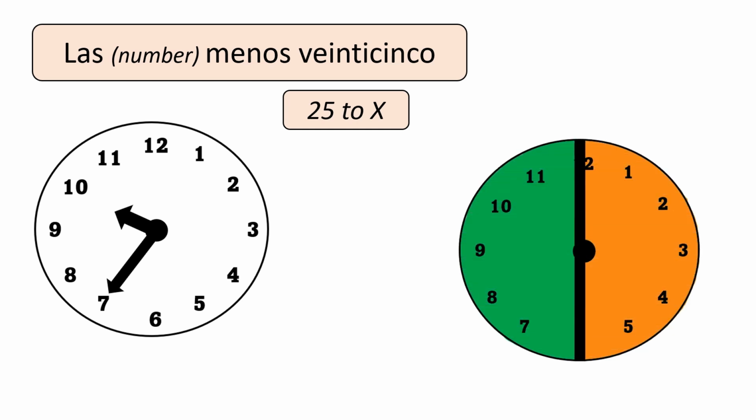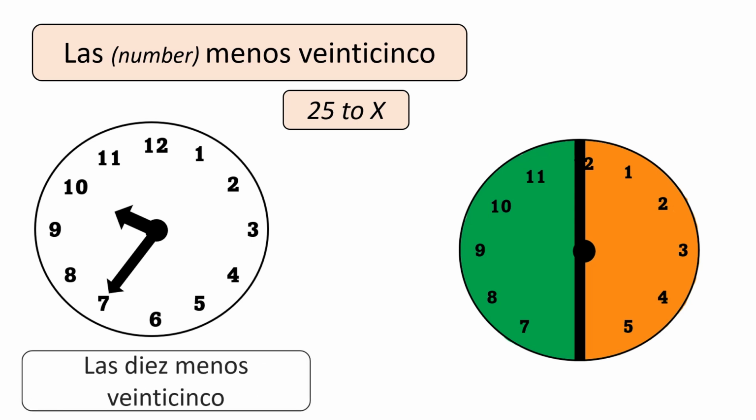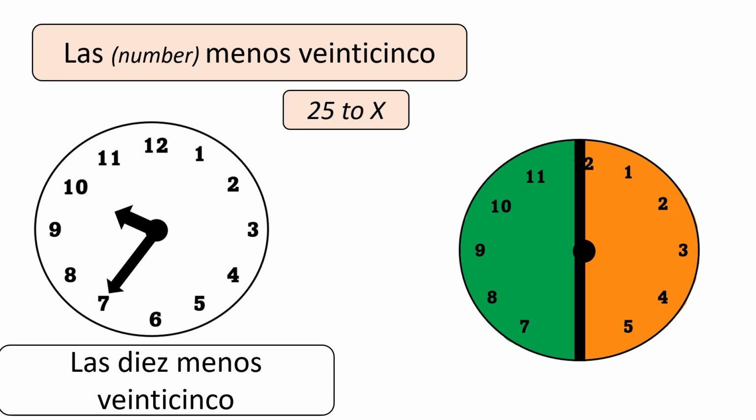Now we are on to the minutes hand in the green shaded part of the clock. Can you guess what the time is here? In English, we would say 25 to 10 because there is 25 minutes until 10 o'clock. In Spanish, we say las 10 menos 25, which directly translates to 10 minus 25.